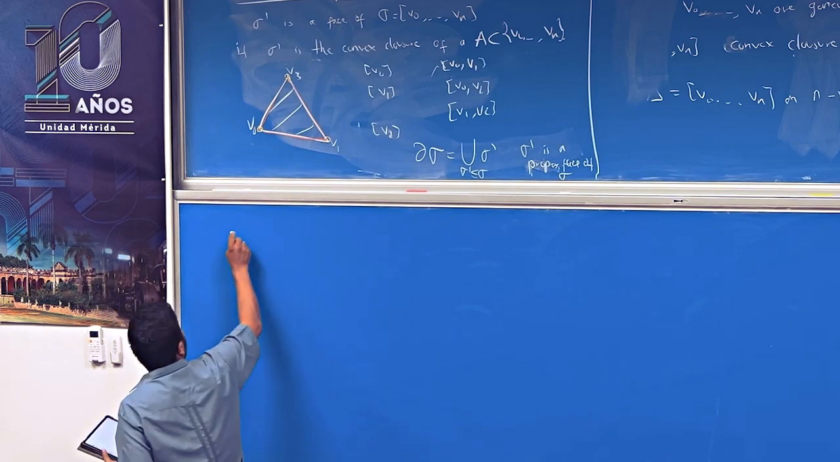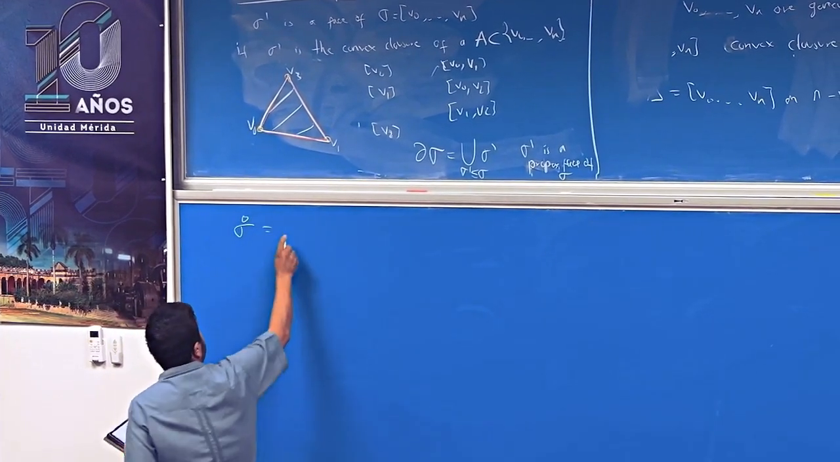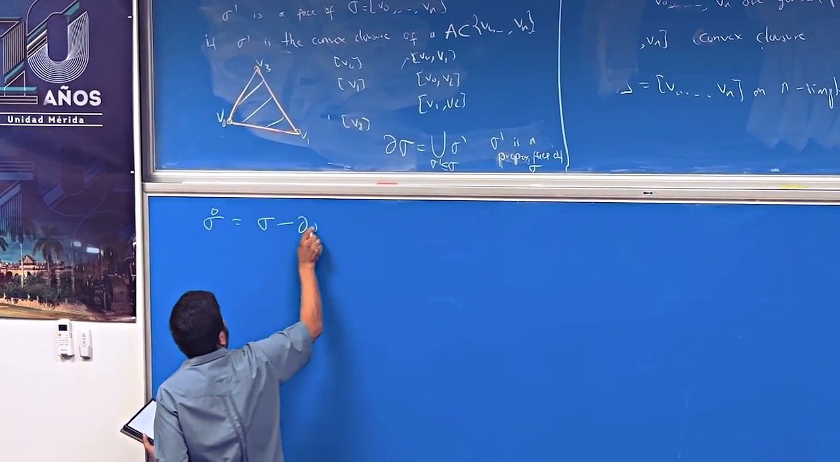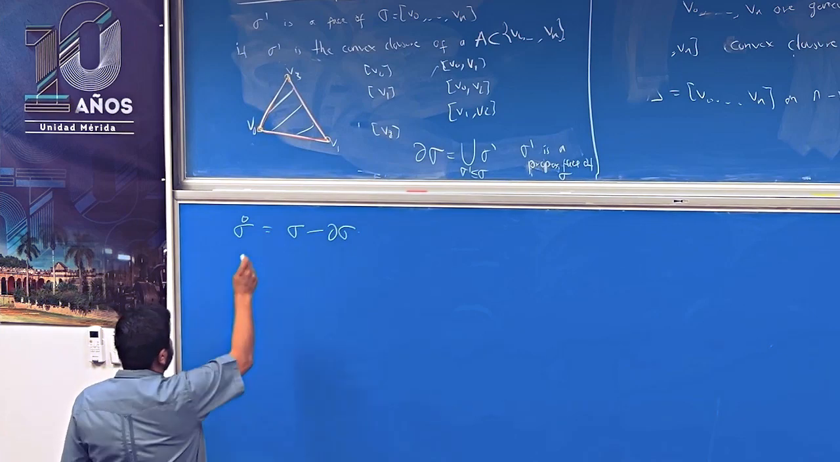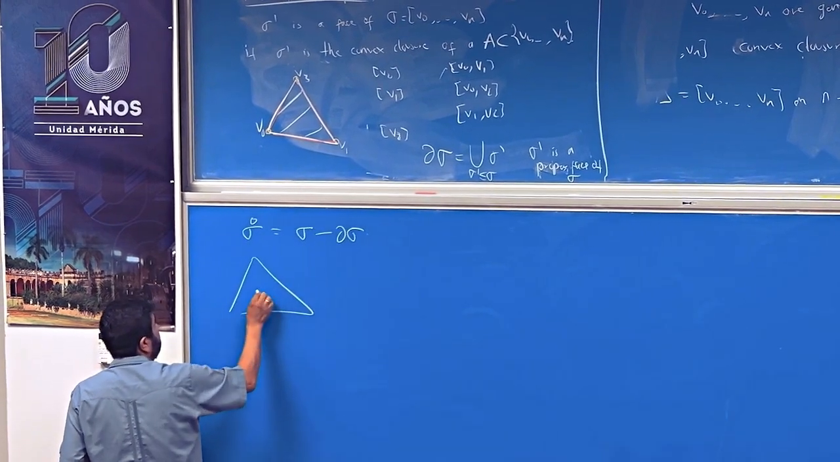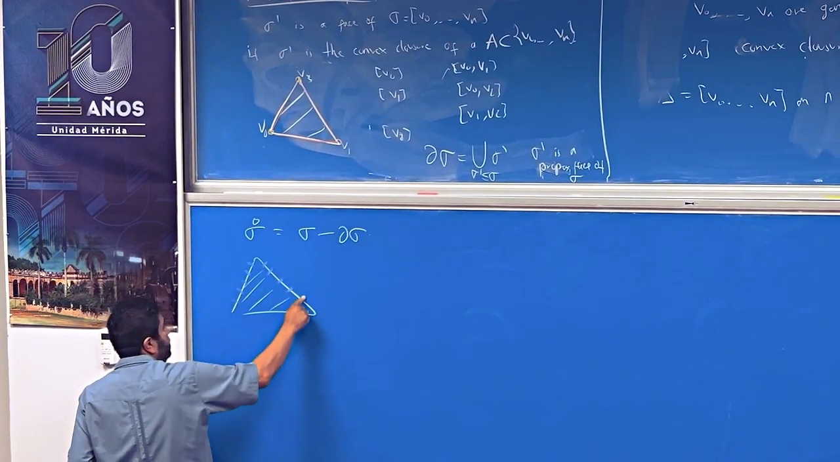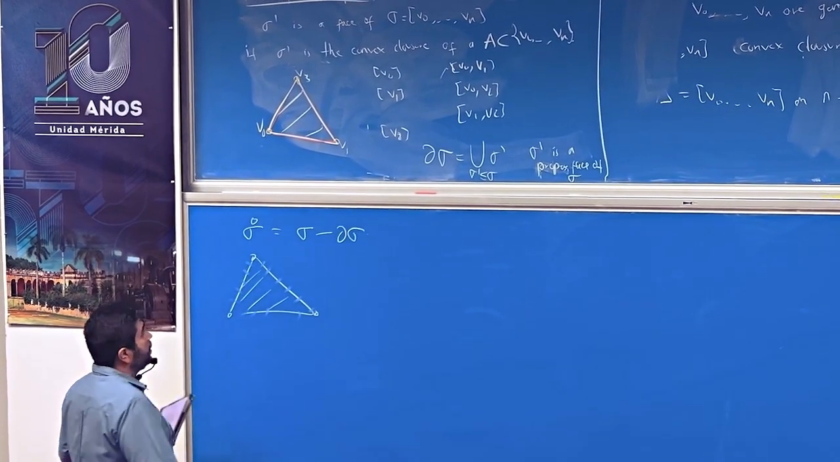So then we have the interior of a simplex is just going to be the simplex minus the boundary of the simplex. So in the case of the triangle, it's going to be just this part in the interior. So you don't consider the edges nor the vertices. So this is the interior.